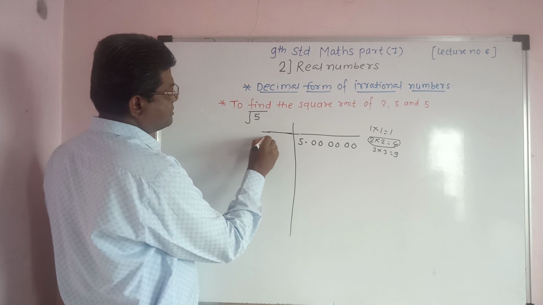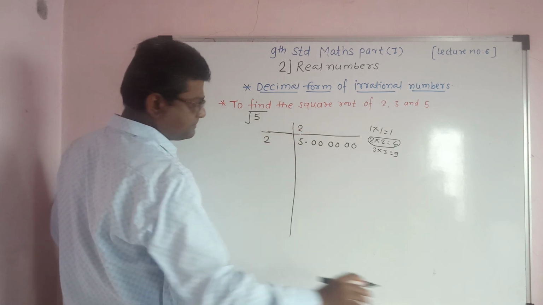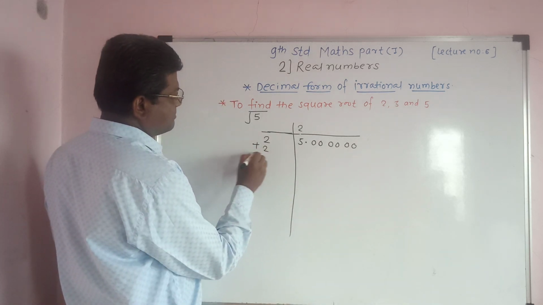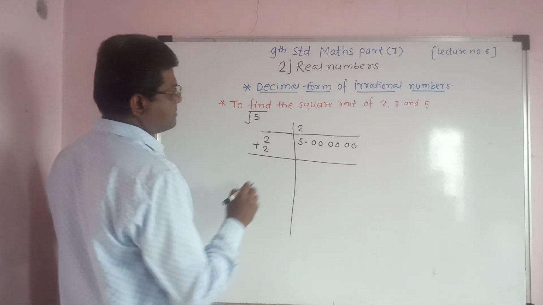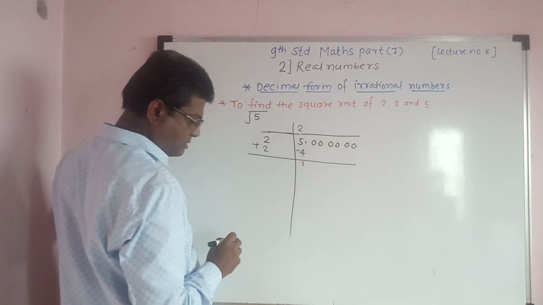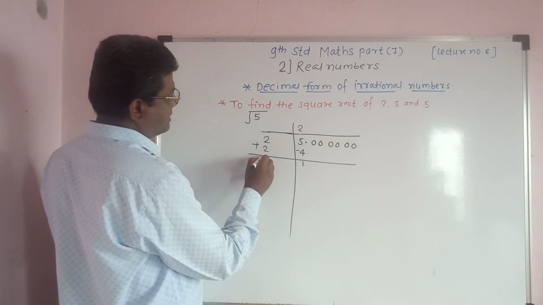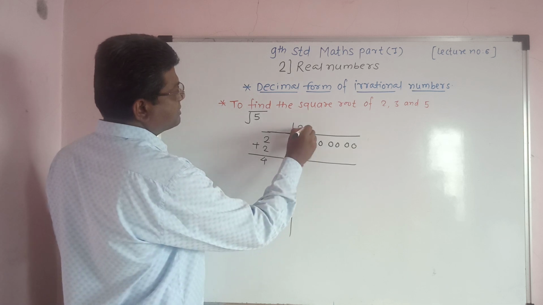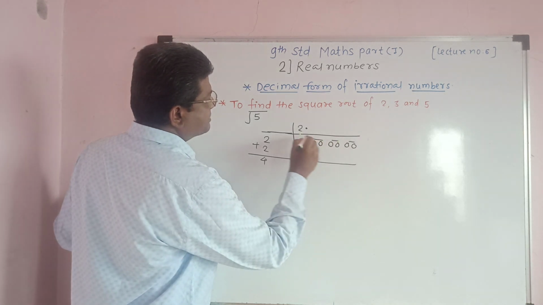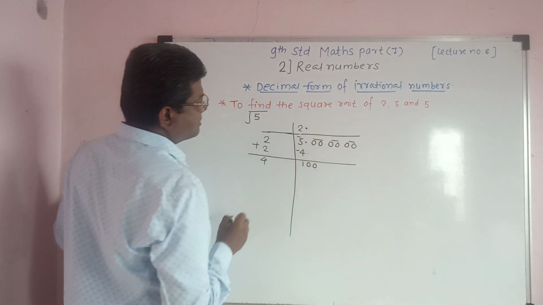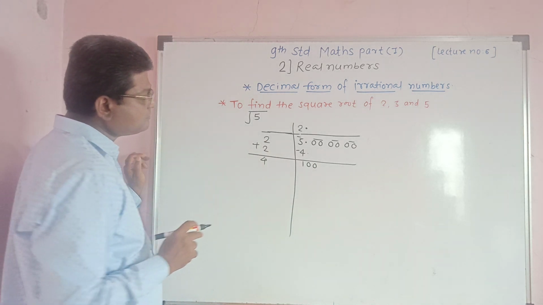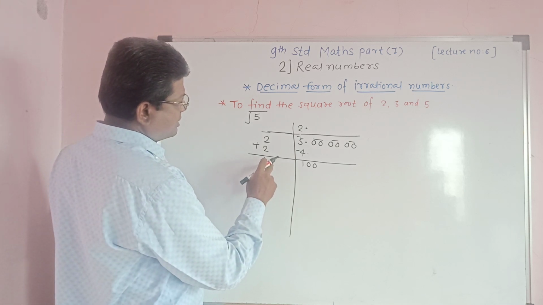Therefore we select here 2, write answer 2 and add 2 to this number, and 2 square is a 4. We subtract 4 from this number, so we get 1 here and here is a 4. We put decimal on number 2. Here groups are these two groups, take one group on 1, that will be 100. Now we have to select a number on 4.